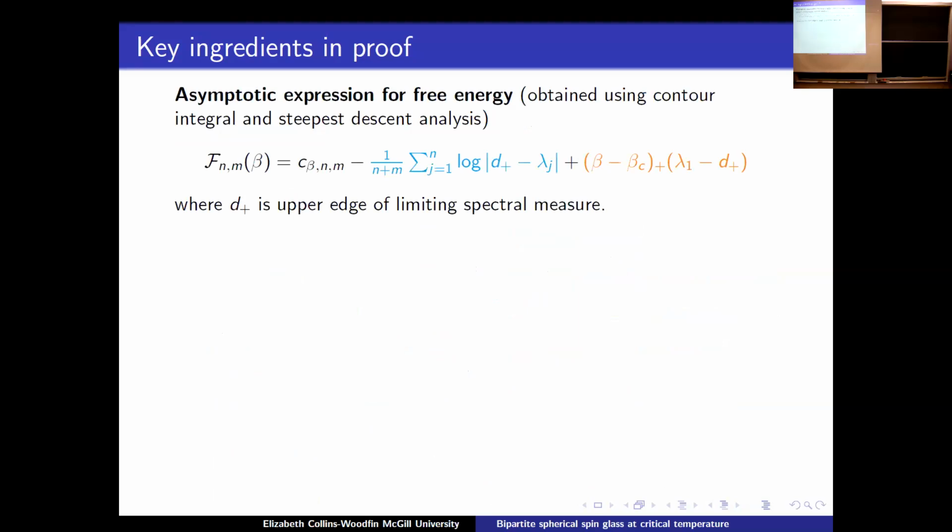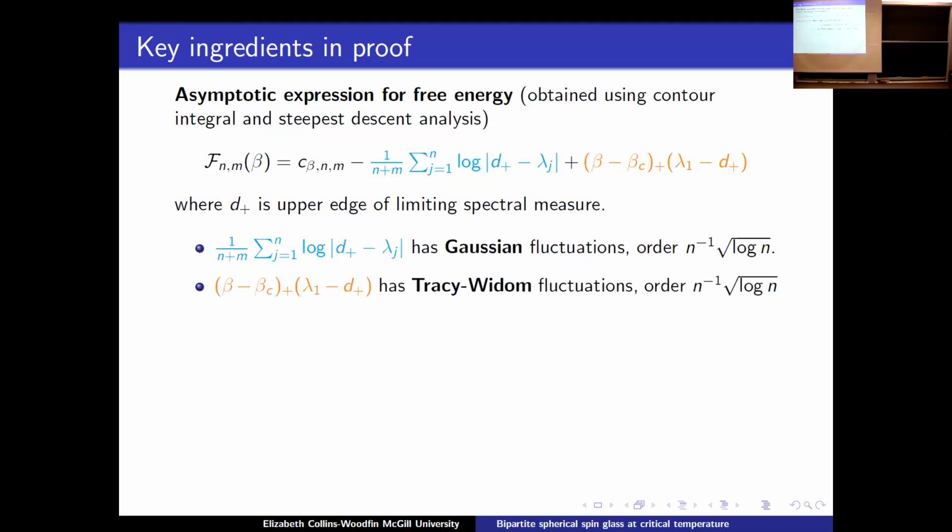Okay, so there's some analysis that happens there, and then out of all of that, we obtain this asymptotic expression for the free energy. So here I didn't define D plus. D plus is the upper edge of the limiting spectral measure. So here we're working with a Wishart matrix. The spectrum of that looks like the Marchenko-Pastur distribution. If we were working with the GOE matrix as before, then it's a semicircle law. So another way to think about it is that D plus is just the limiting value of the largest eigenvalue as n goes to infinity.